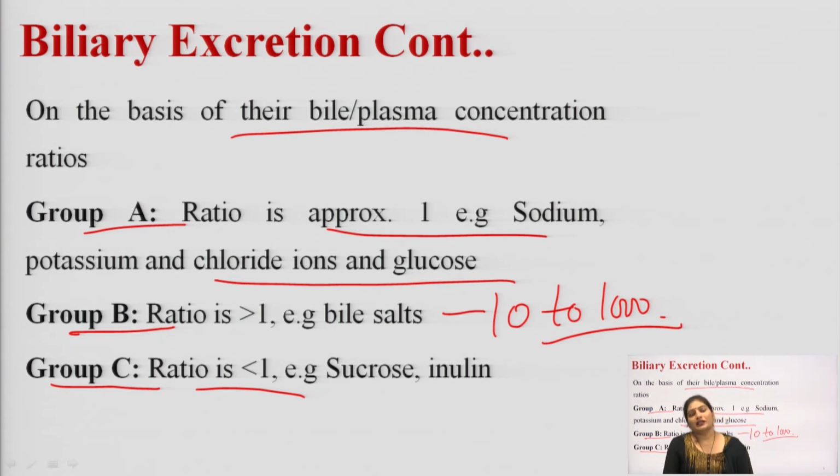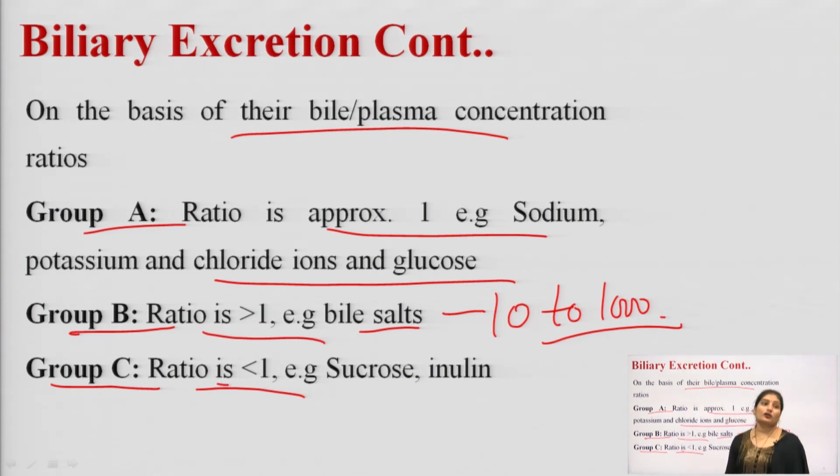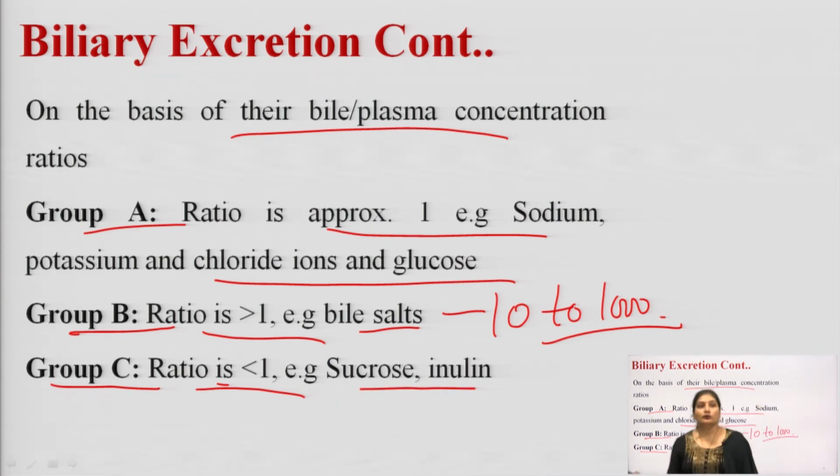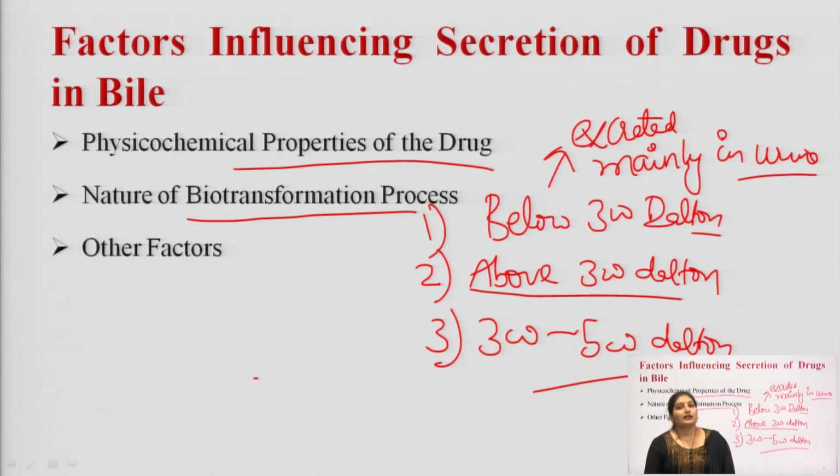For example, sodium, potassium and chloride ions and glucose. In the B category, the ratio of bile to plasma drug concentration is between 10 to 1000. Okay. Examples are bile salts, bilirubin, phospholipids, etc. In group C, the ratio of bile to plasma drug concentration is less than 1, for example, sucrose and inulin.